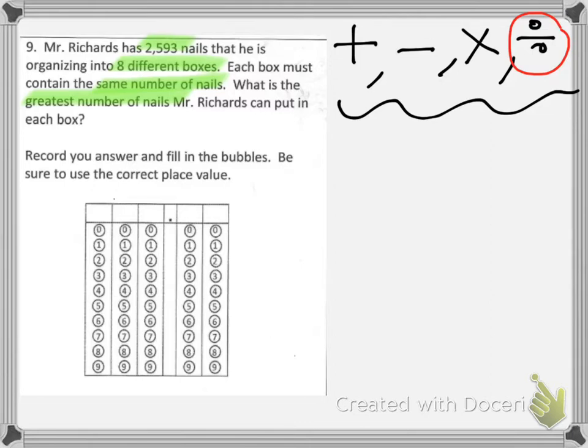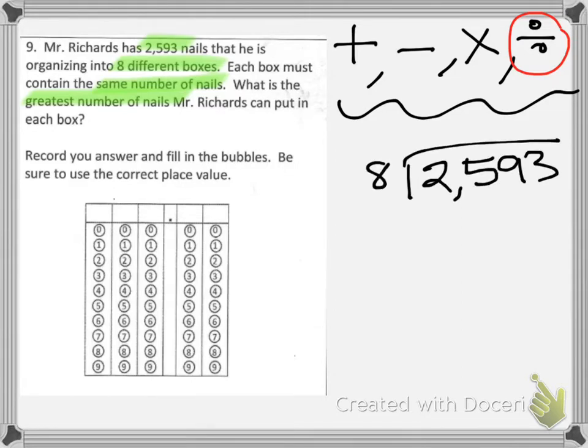So we're going to take this big number, 2,593, and we're going to break it down into 8 smaller groups. So we're going to look at this number in a simple way. Instead of saying how many times can 8 go into 2,593, we're going to start small by saying how many times can 8 go into 2. And we know that that's not possible. There are no groups of 8 that will fit inside of 2. So we're going to look and see how many times 8 can go into 25.